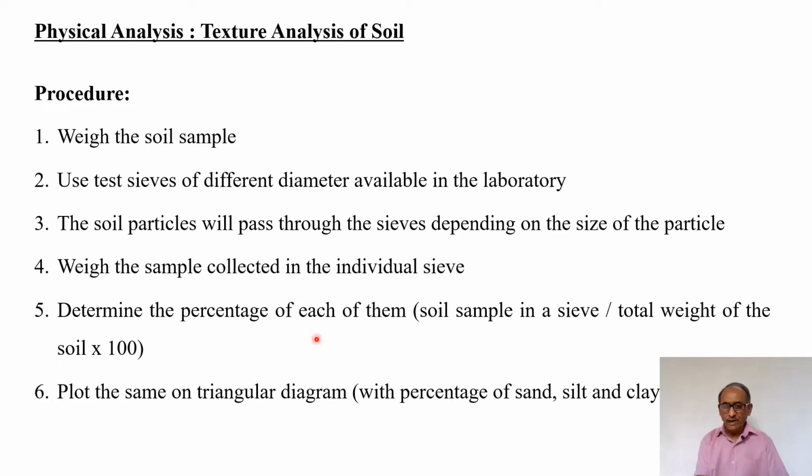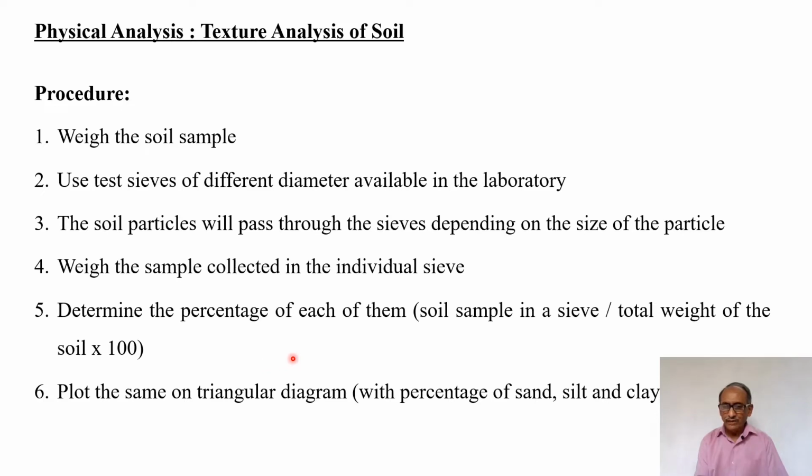So say friends, after calculating the weights of these different samples, we find out the percentage of each sample. That is, the weight of the soil sample divided by the total weight of the soil, into 100. The normal procedure for finding out percentage.